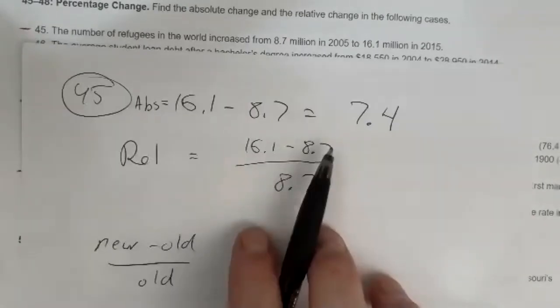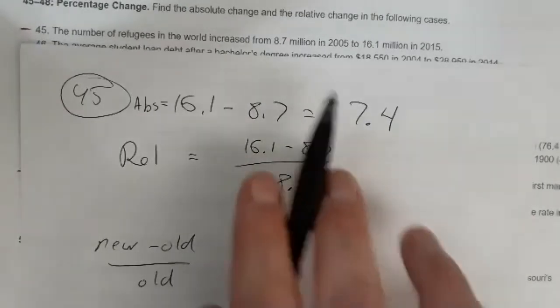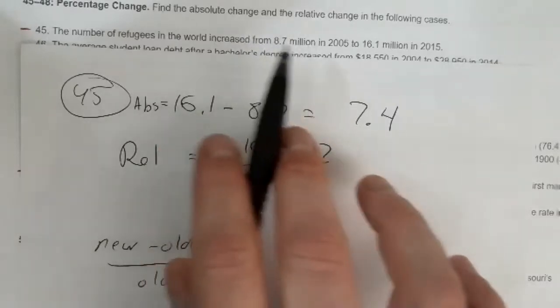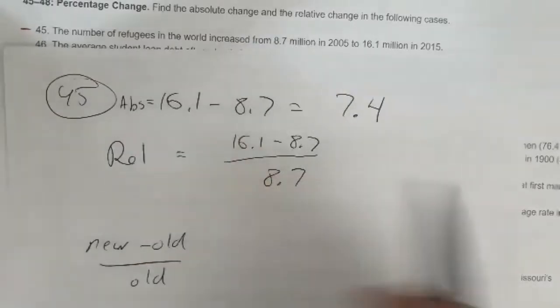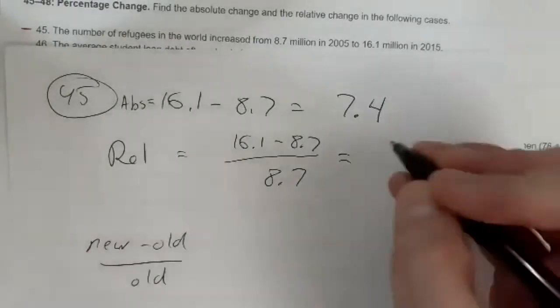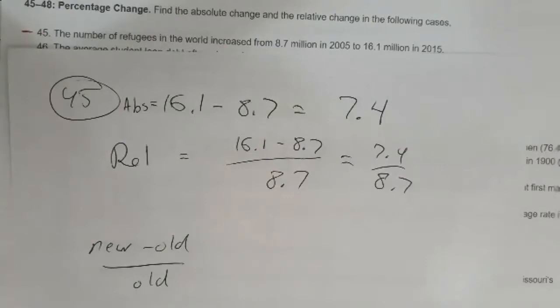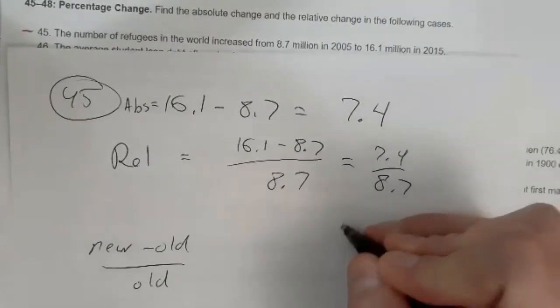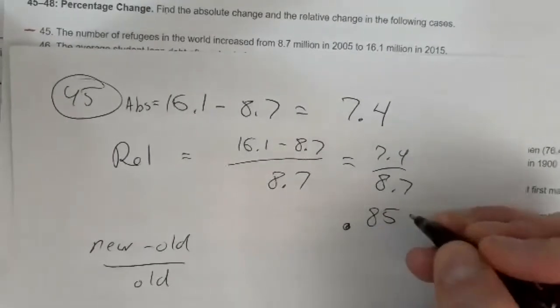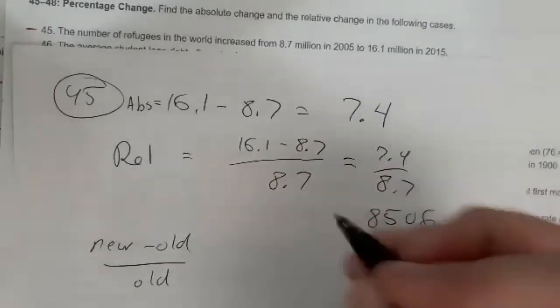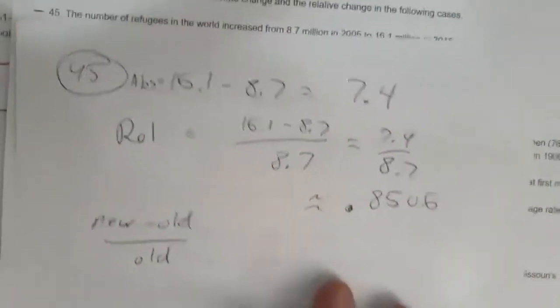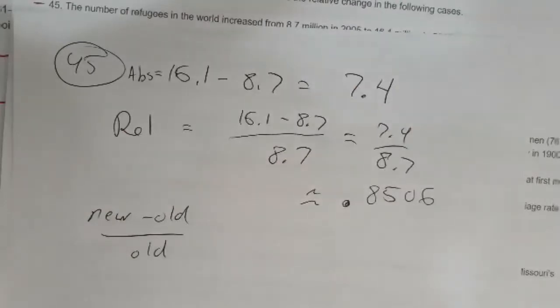So we're taking the difference and comparing it to the original number to get a percent increase. So this is 7.4 over 8.7, which is going to be a nasty decimal. 7.4 divided by 8.7 is going to give me 0.8505 or something, somewhere around there. So it's giving me that decimal.